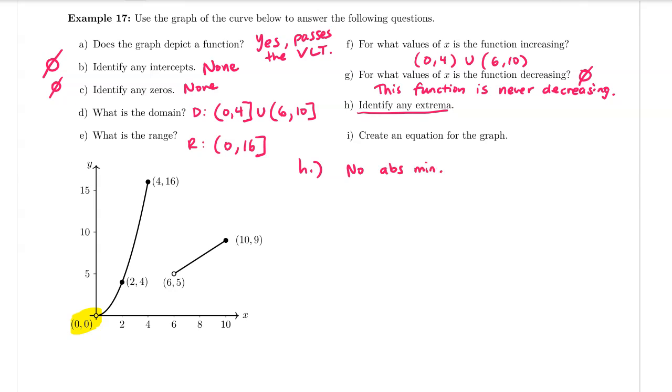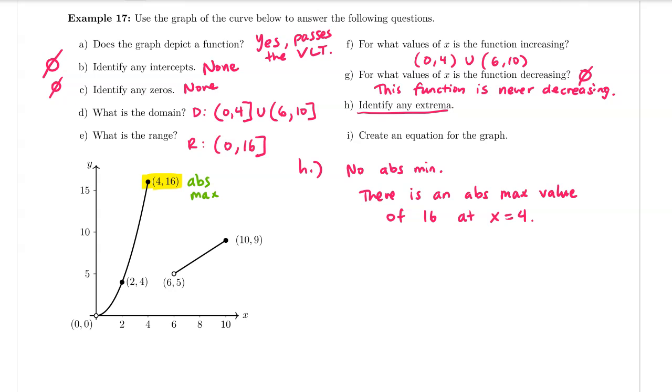And then there is an absolute maximum, and that's occurring right here. That is the highest possible point. So if I were to label that, I could say absolute max here. And then in a sentence, I could say, there is an absolute maximum value of 16 at x equals 4. And then next we want to talk about local or relative minimums and maximums.